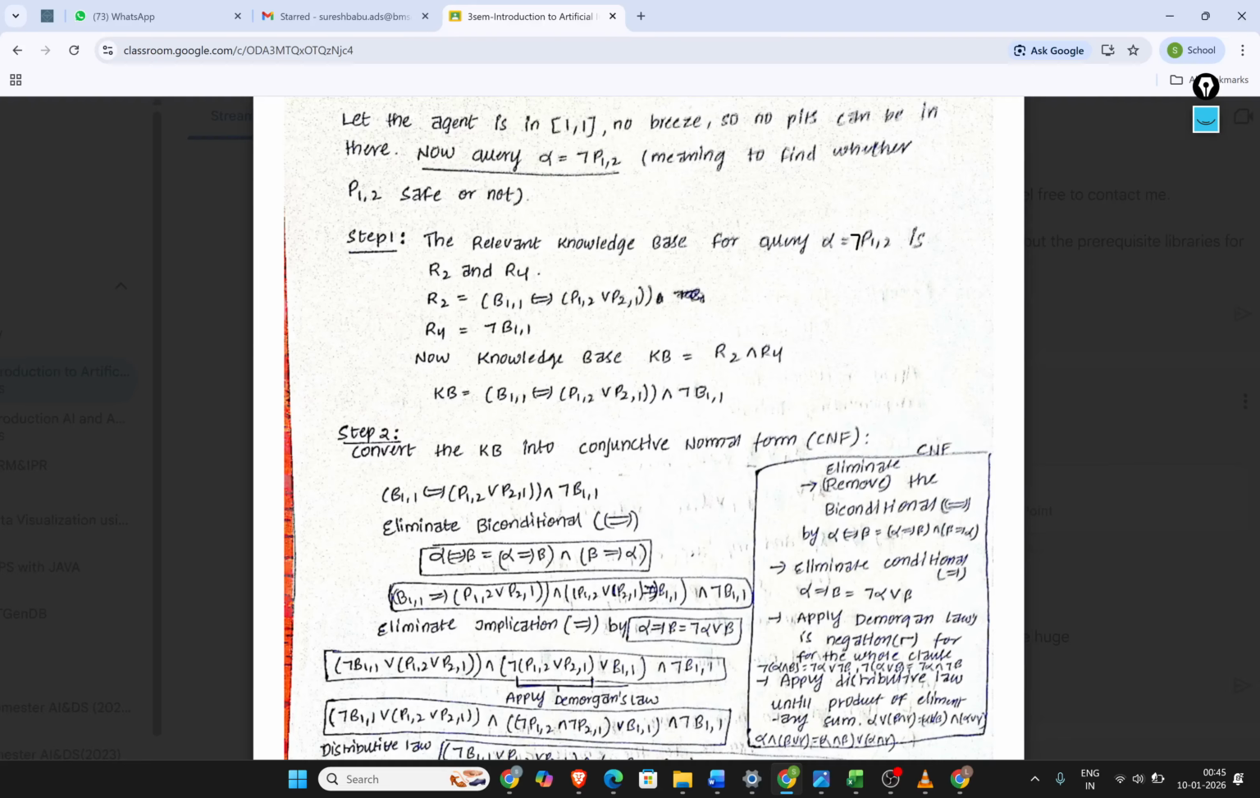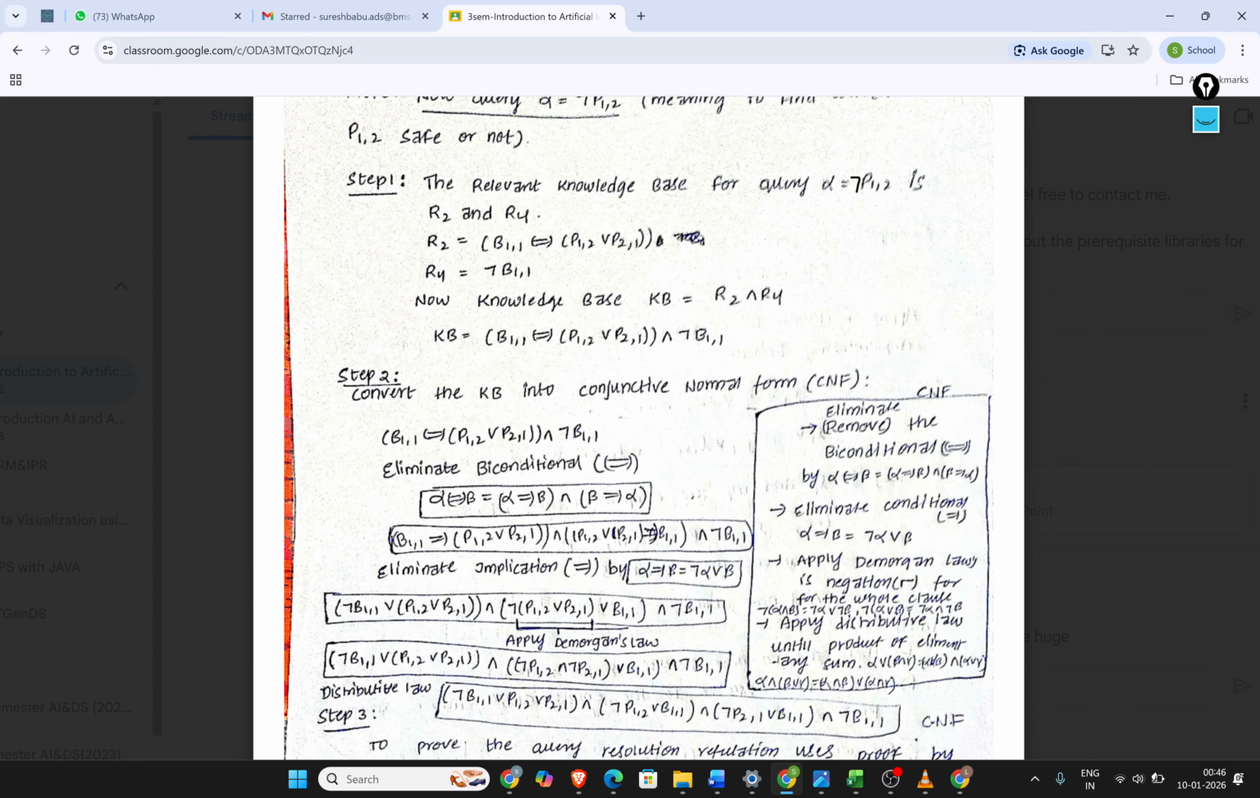Next, the implication also needs to be removed. We know the well-known formula: if alpha implies beta, then we can write negation alpha or beta. So now we apply negation to the entire alpha.